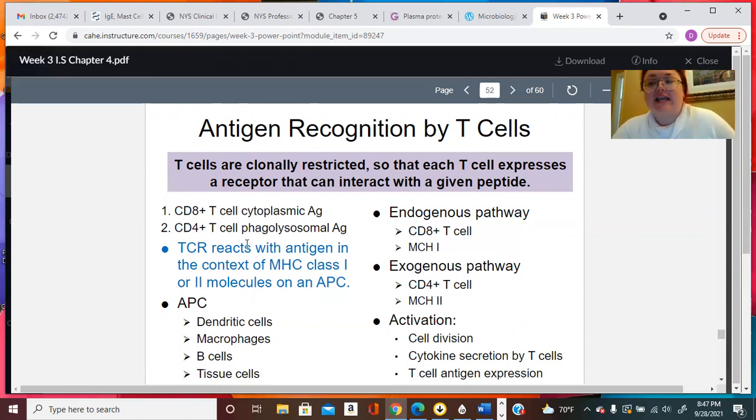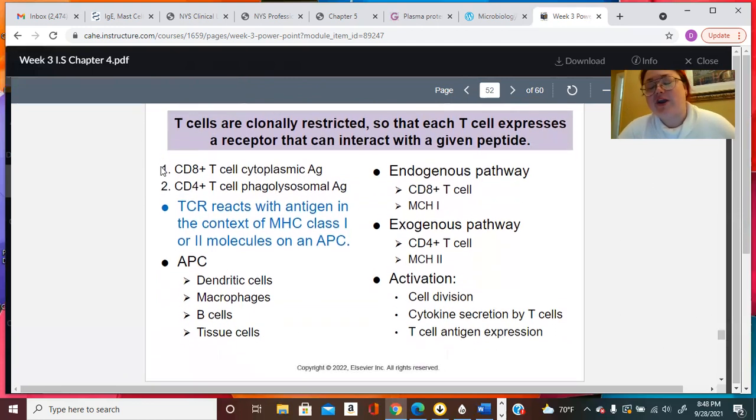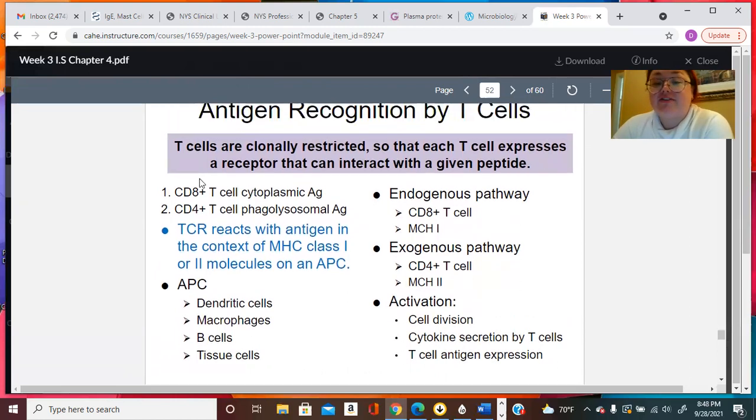So TCRs, again, react with antigen. TCRs are on all T cells, okay? It stands for T cell receptor. They're on all T cells. Remember, they were a major part of negative selection, okay? APC cells are going to be your antigen presenting cells, and they include dendritic cells, macrophages, B cells, and certain tissue cells.